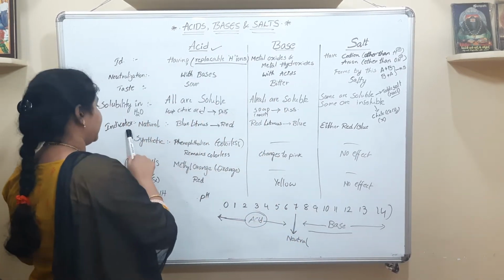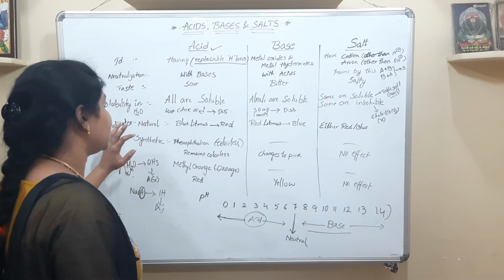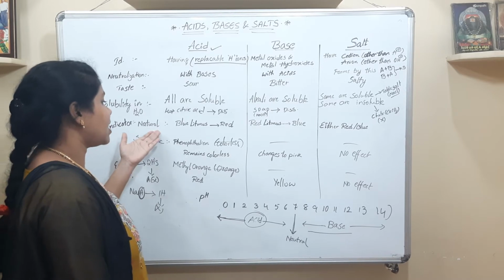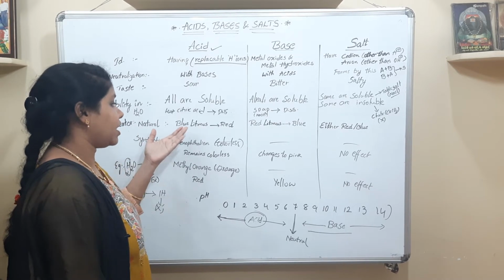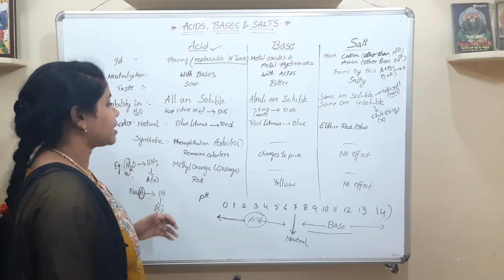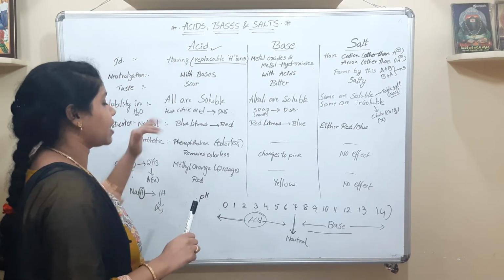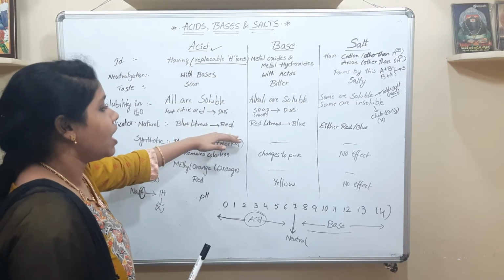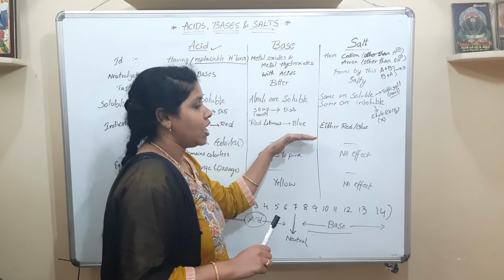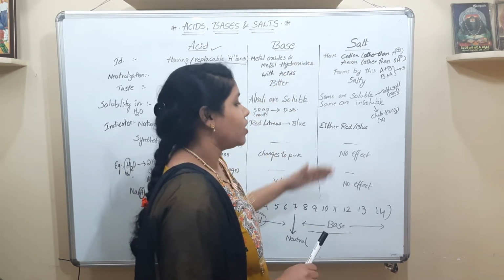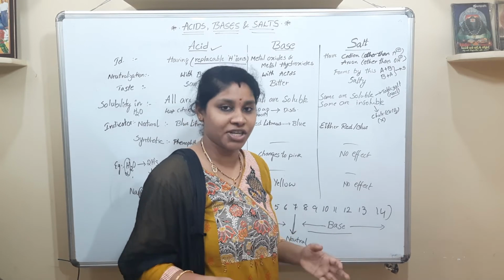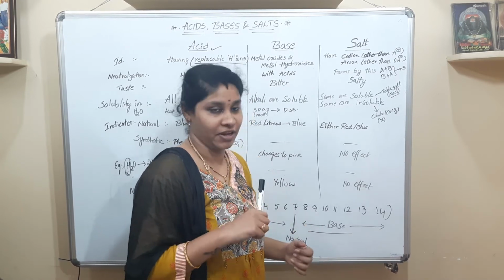And next, indicators. There are two types of indicators for the identification, natural indicators and synthetic indicators. For natural indicators, we have taken litmus paper as an example. When a blue litmus paper is kept on an acid, it turns red. And when a red litmus paper is kept on a base, it turns blue. And on a salt, either a red litmus paper or a blue litmus paper, there is no change in the color. That means it remains unaffected.